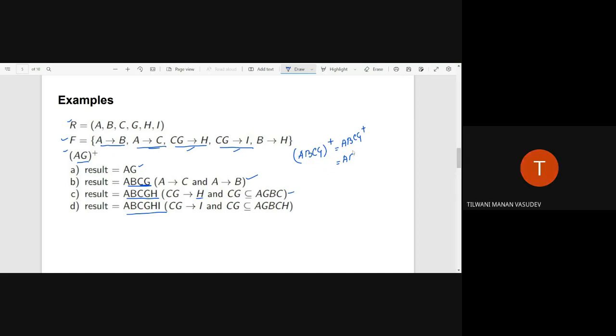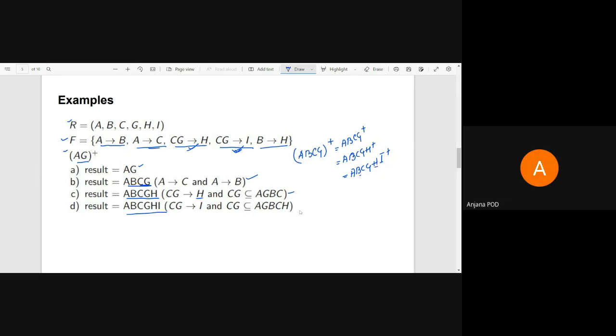Here it will be ABCGH firstly, because CG is determining H, right. Then we can have ABCGI because CG is also determining I. So ABCGHI. That's right, absolutely right. And there is one more also because B defines H. If we replace that, then it will be ABCGH also. We don't need to replace that, right? H is already present.